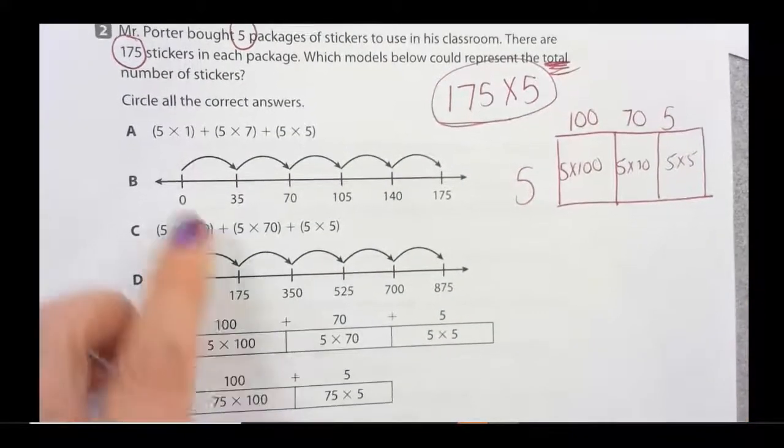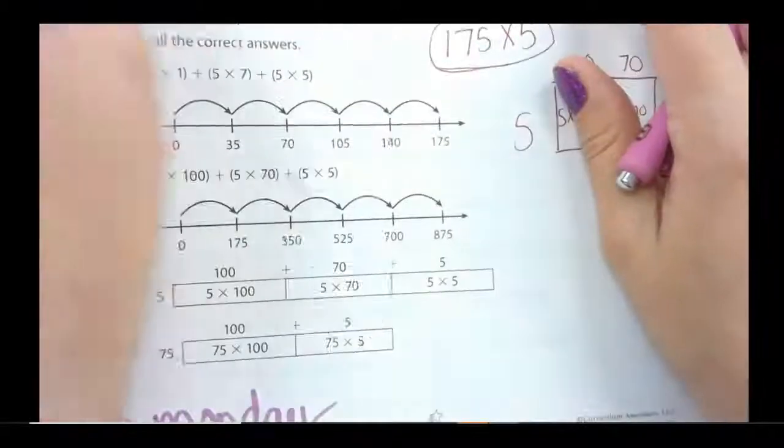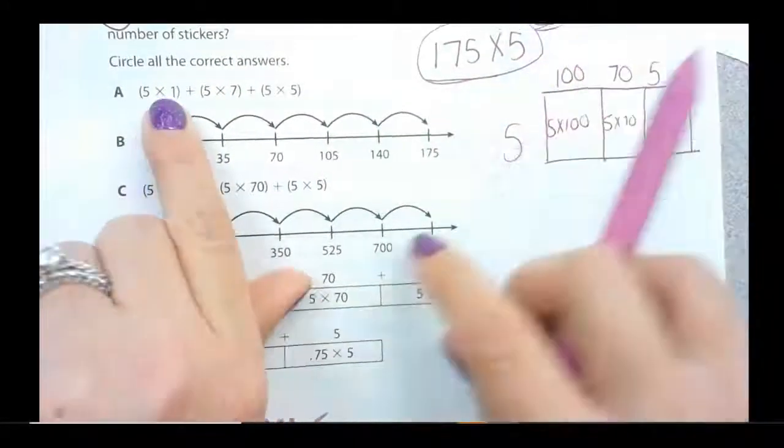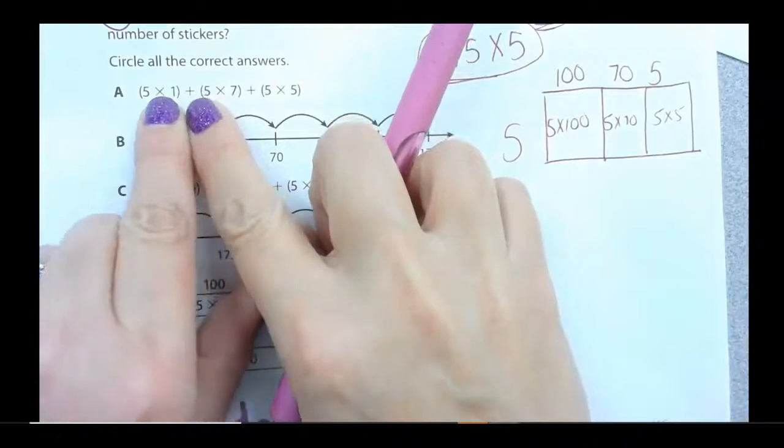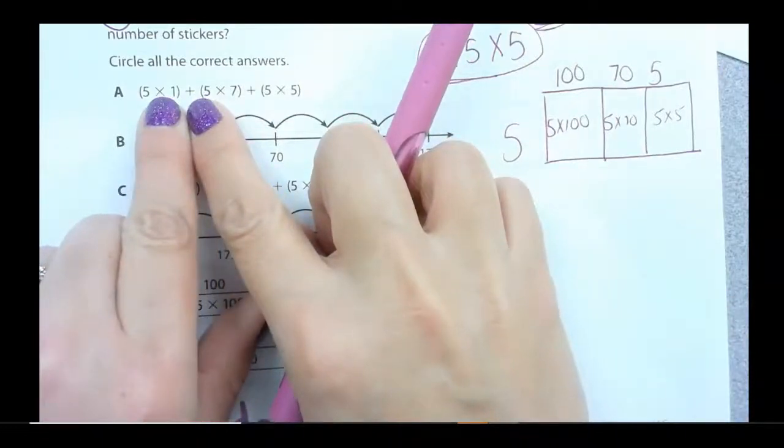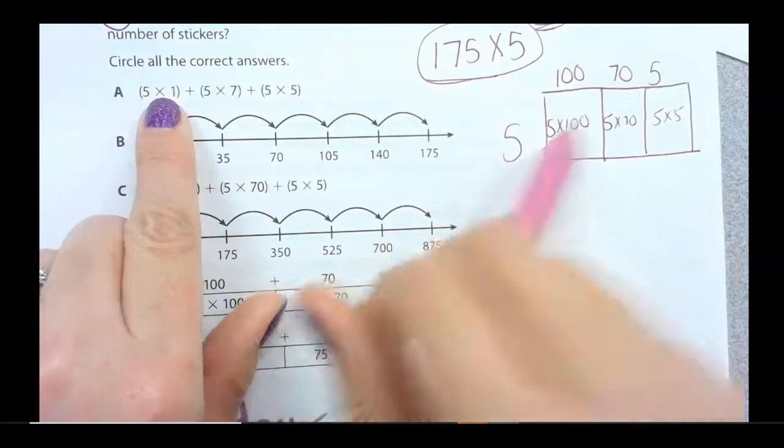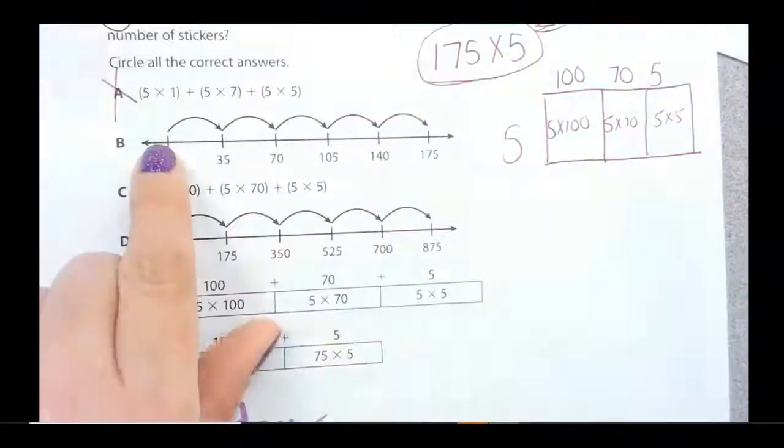So let's compare what we have to what the question says. So we're looking at A first. Do we have 5 times 1? No, what do we have? 500. Yeah, so A is not correct.